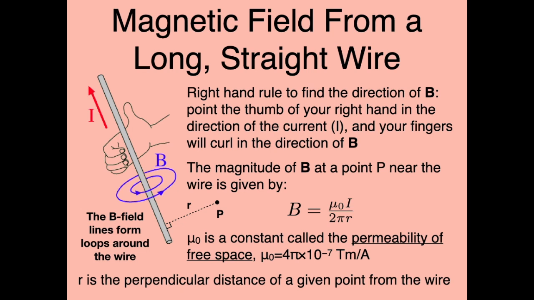There's a constant in this equation here, which is mu naught, and this is a new constant that we need to discuss for a little bit. This is called the permeability of free space. It's a constant of nature, kind of like epsilon naught for electric fields, and it's given by 4 pi times 10 to the minus 7. The units are Tesla times meters over amperes.